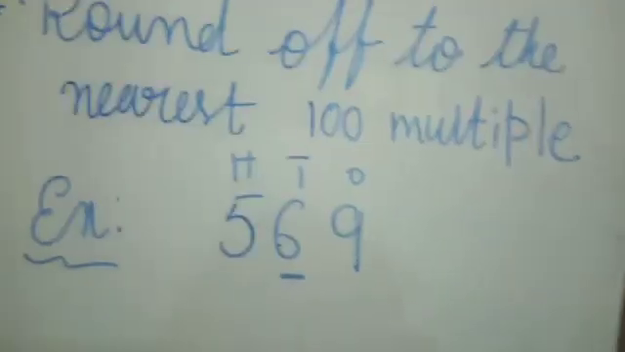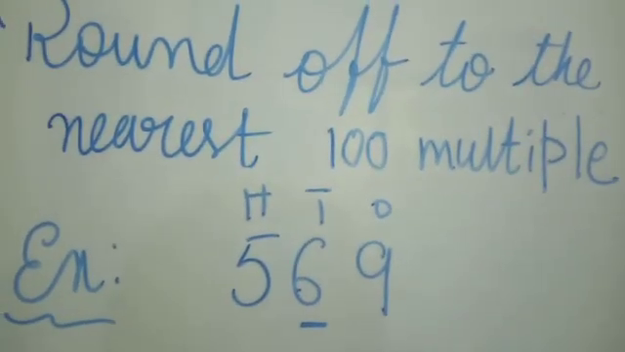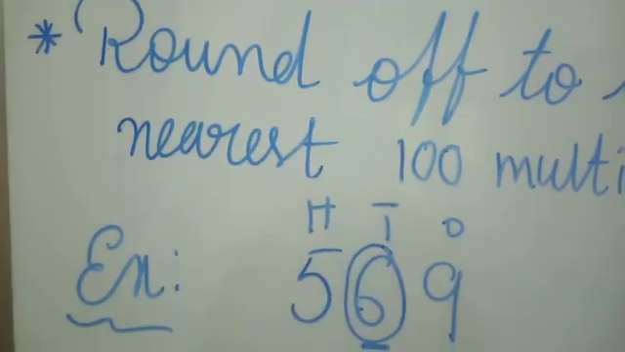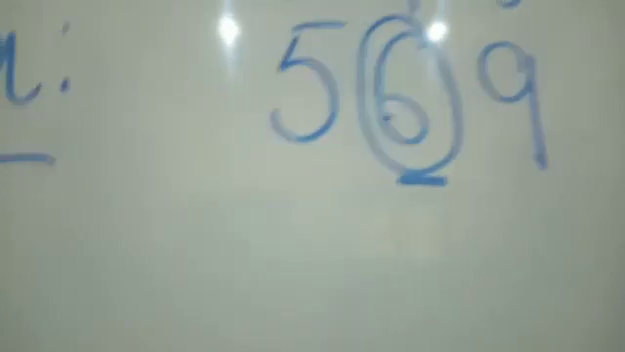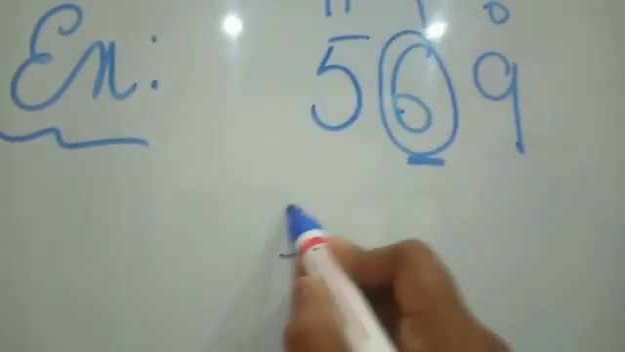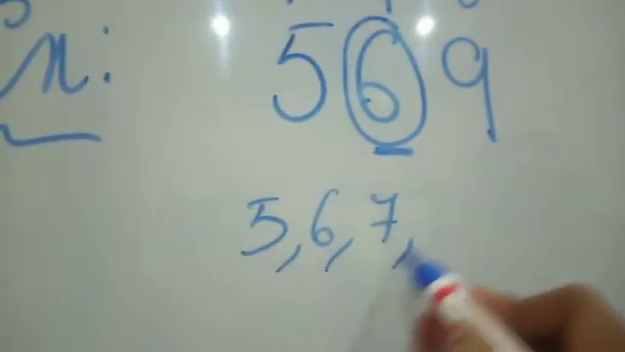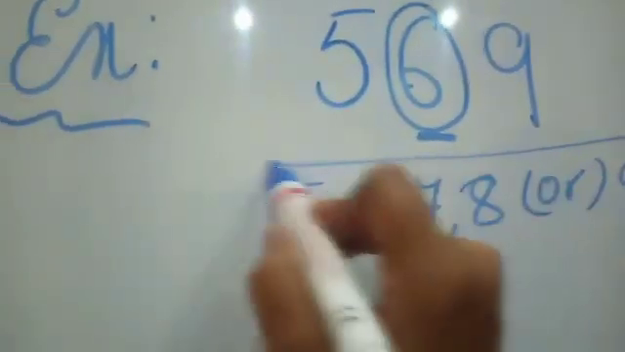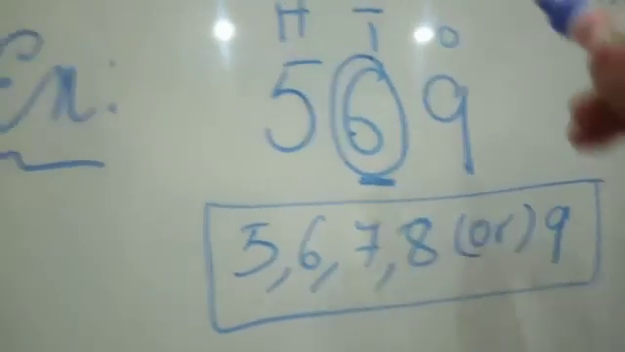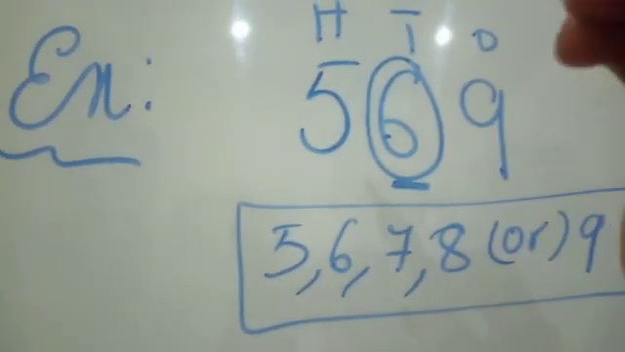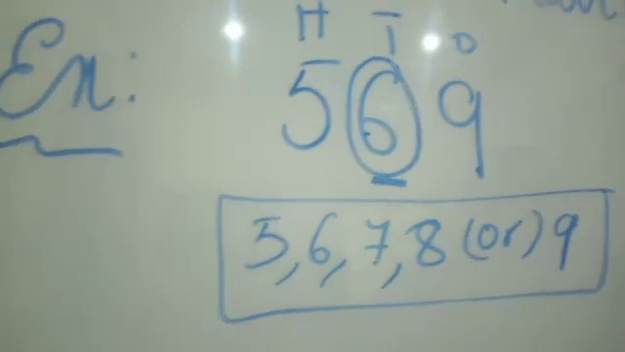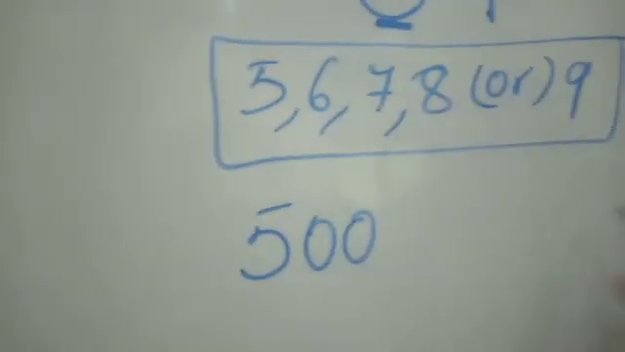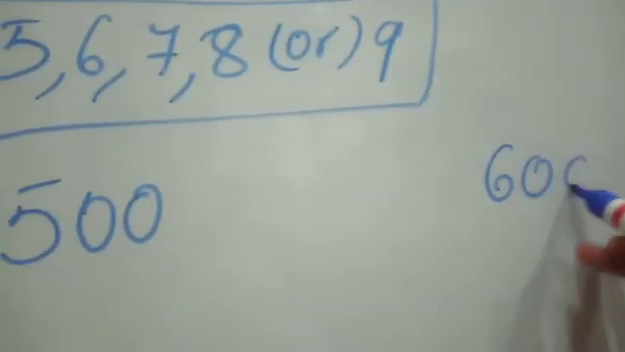See another example. Here you have the number 569. See, the number in the tens place is 6. If the number in the tens place is 5, 6, 7, 8 or 9, if any of these numbers are there, you should round off the number to its nearest greater 100. 569 lies between 500 and 600.